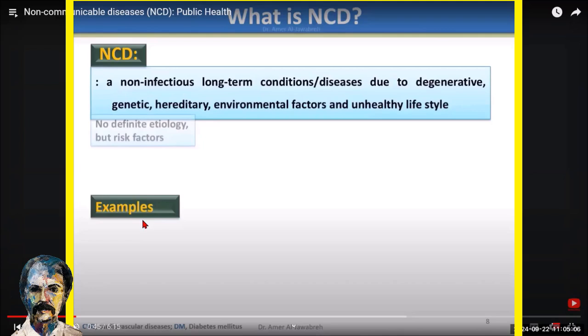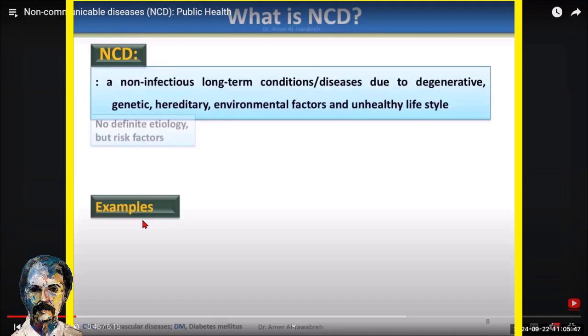Second, long term. Once you get the disease, it may stay with you until you die. If you are lucky, just a couple of years. So it's usually long term, lifelong. We can say a lifelong condition or disease, or adverse health effect, due to degenerative causes. Degenerative means you are losing the function of your system or one of your systems. Continuous deterioration, that's degenerative, and there are degenerative diseases.